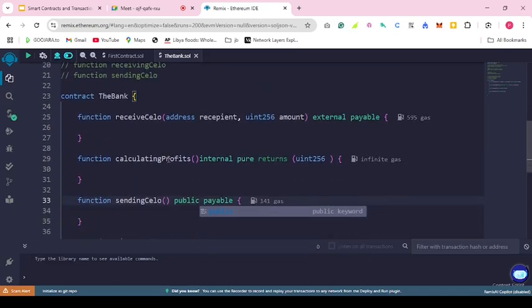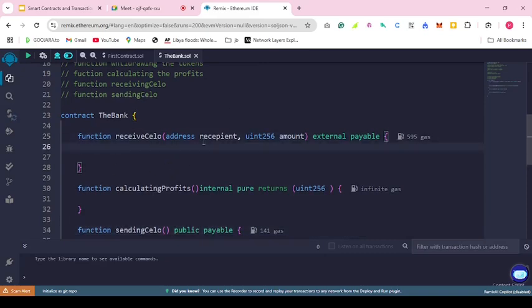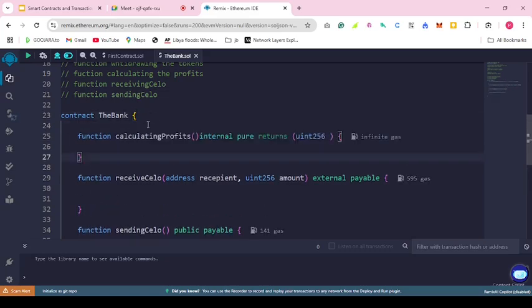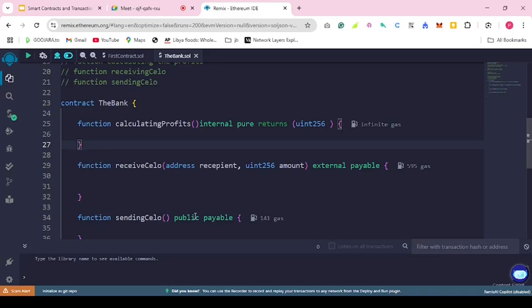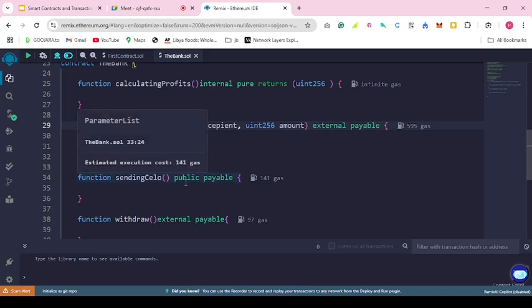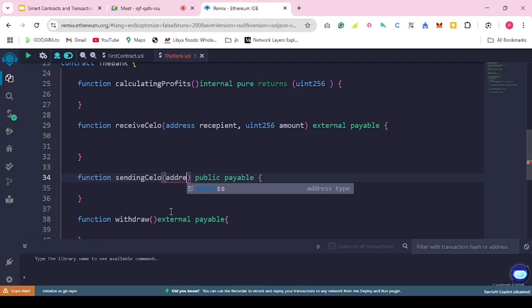Okay, so we have four functions, and I'm going to do very specific things. So this is how I would write it. When I receive Celo, actually, let me put this here. I want to put them in an order that is logical for us to understand. So when I receive Celo, I want to calculate the profits, deduct my profits, and then send Celo. Okay? Oh, yeah, it's payable. And then send Celo to the person that is supposed to receive the Celo. So this one also takes in an address, the address of the recipient, and then the amount, right?